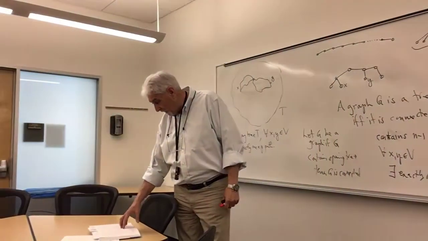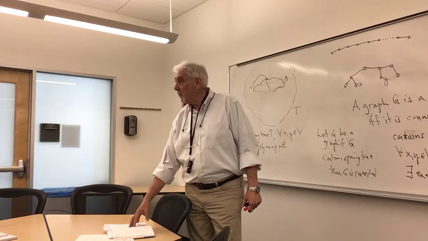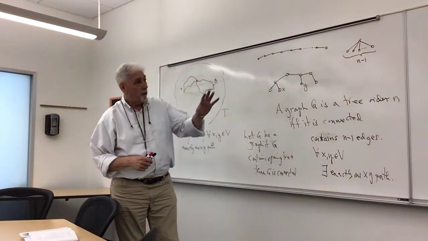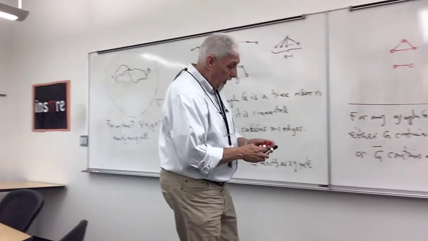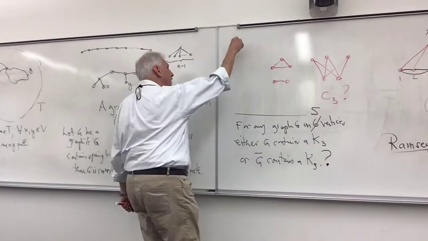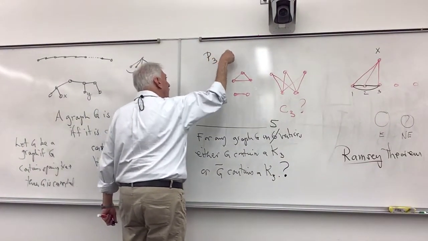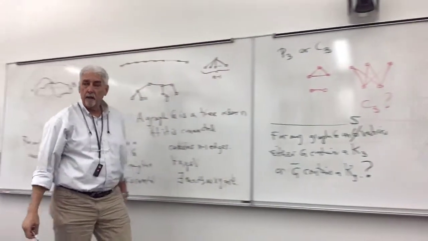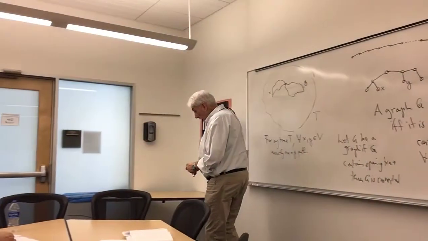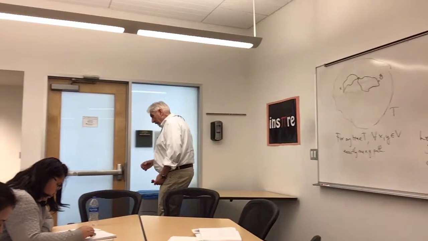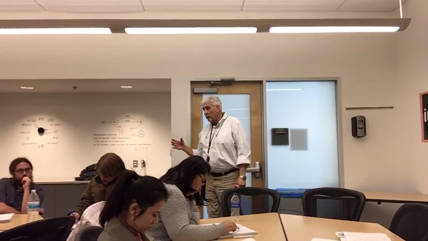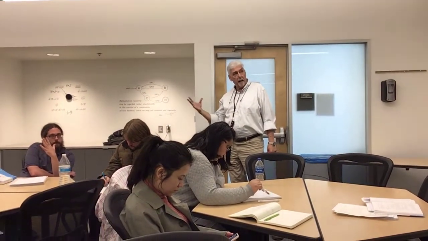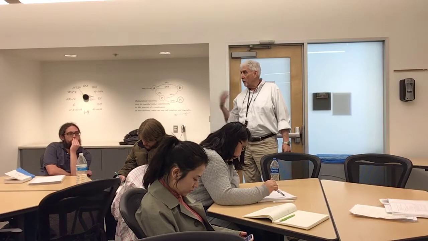So now let's finally go back to the problem you had, because several people wanted to prove something much more general. So I want to find either the graph contains a P3 or a C3. Every graph on 3 vertices either contains a P3, every graph on, how many vertices? 5? Every graph on 5 vertices either contains a P3 or the complement contains a C3.